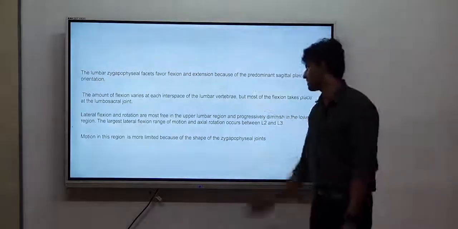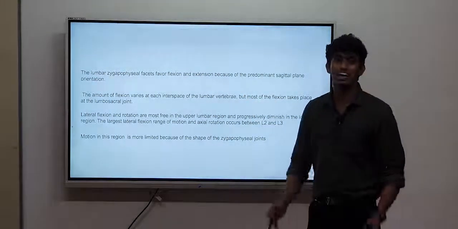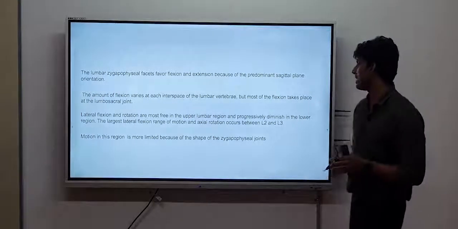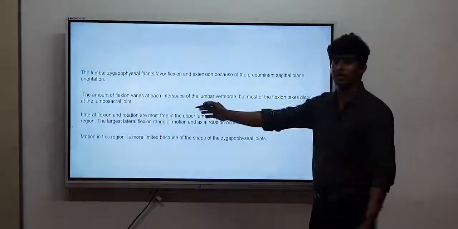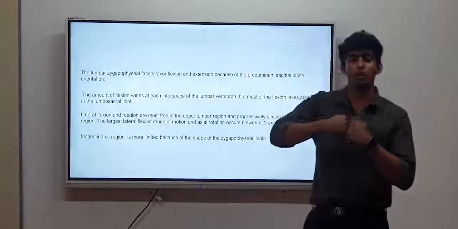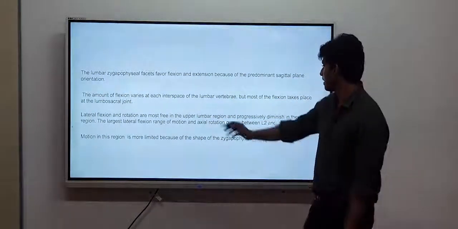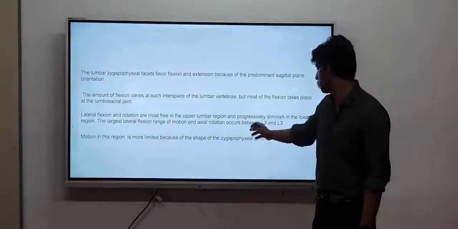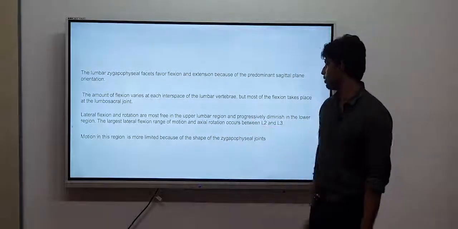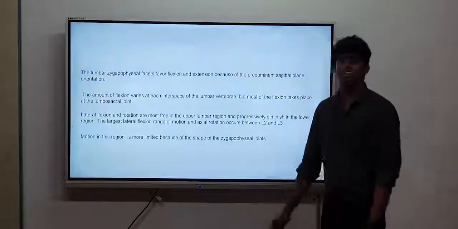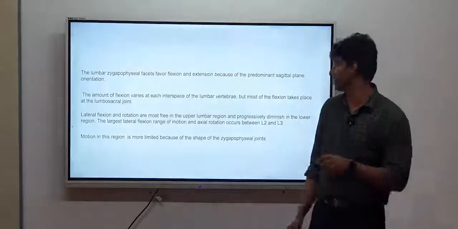The amount of flexion varies at each interspace of the lumbar vertebra, but most of the flexion takes place at the lumbosacral joint. Lateral flexion and rotation are more free in the upper lumbar region and progressively diminish in the lower region because the L5 is approximately fused. The further movement won't happen in the L4, L5 region. The largest lateral flexion occurs in L2 and L3. The motion at L5-S1 is limited because of the shape of the zygapophyseal joint, and also it is blended with L5, which is almost similar to the sacral vertebrae.